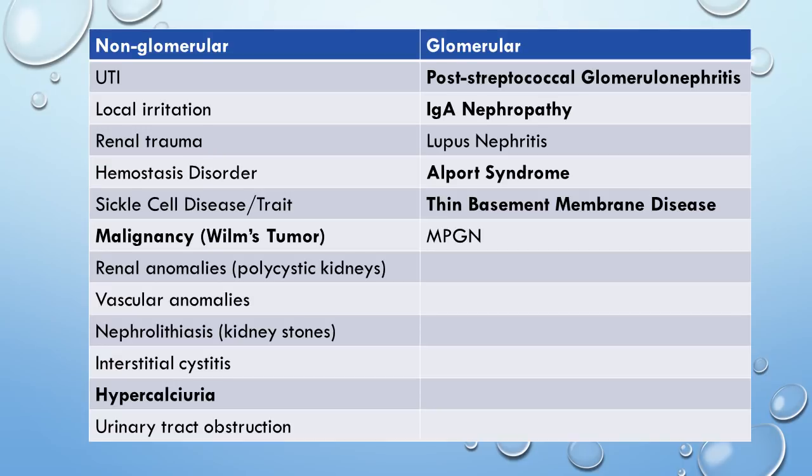And then these are causes, right, of the non-glomerular hematuria, so UTI, local irritation, trauma, malignancy, Wilms tumor, hypercalciuria. We'll talk about those things, the things that are bolded. And then glomerular: post-streptococcal glomerulonephritis, IgA nephropathy, Alport syndrome, thin basement membrane disease.